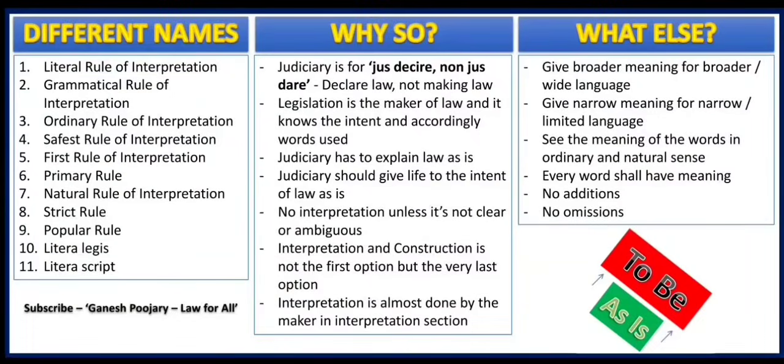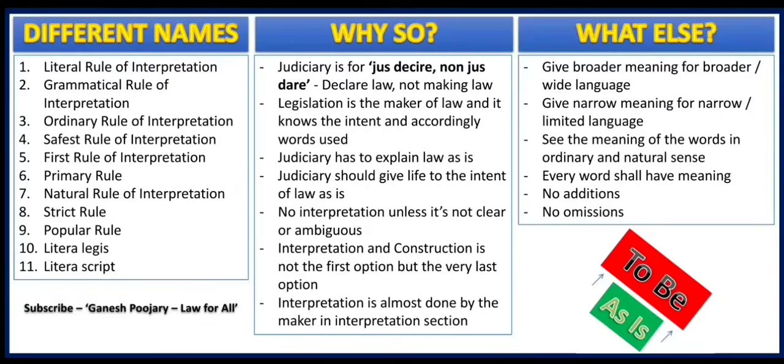And here is that slide with different names. What are the reasons for this rule and what else should we know? First, let us try to understand the different names. The first name, literal rule of interpretation, because we are reading it in a literal sense. That is why a statute read in a literal sense is applied under the literal rule of interpretation. The second one is the grammatical rule of interpretation. We are reading as is, so it is also known as the grammatical rule. The third one is the ordinary rule of interpretation, because this is the most applied rule and this should be the most applied rule. That is why it is also known as the ordinary rule of interpretation.